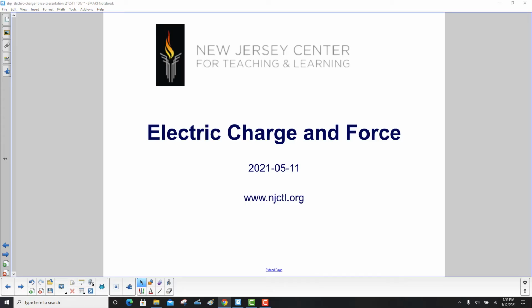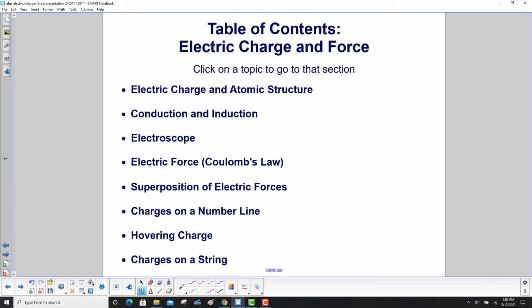Electric charge and force. Electric charge and force is the first unit in our electricity topic. We're going to start with what electric charge is and where it comes from within the atom. Then we'll talk about two different ways of transferring charge between objects, conduction and induction, electroscope, a way of measuring charge and its polarity, then Coulomb's law, the heart and soul of electricity. We'll talk about adding different electric forces from multiple charges, and then we have three fully solved free response problems.